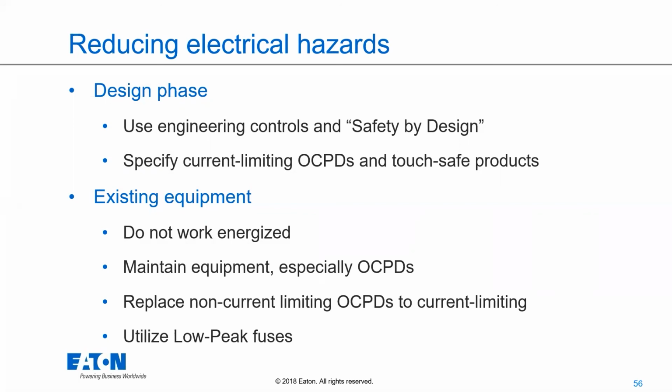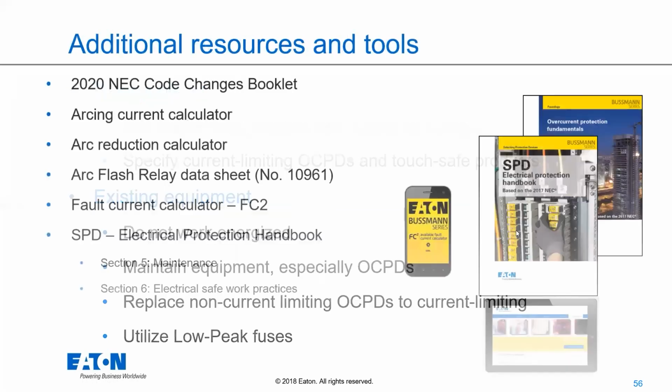You can utilize the Low-Peak fuse upgrade program in order to upgrade those non-current limiting or less current limiting overcurrent protective devices to the one catalog number, lower your inventory for all of those.